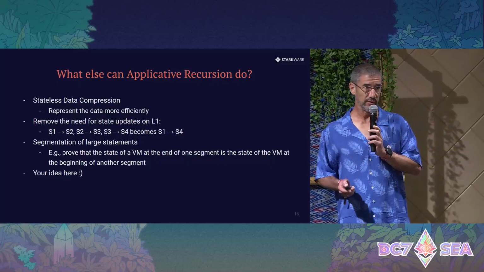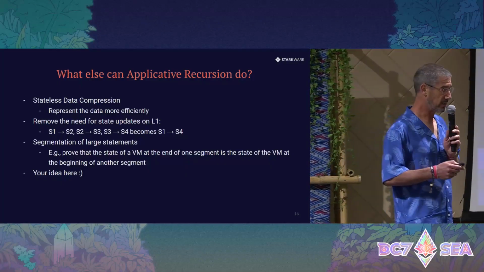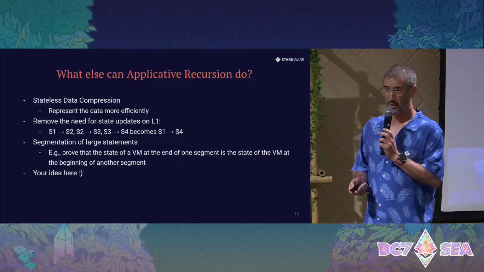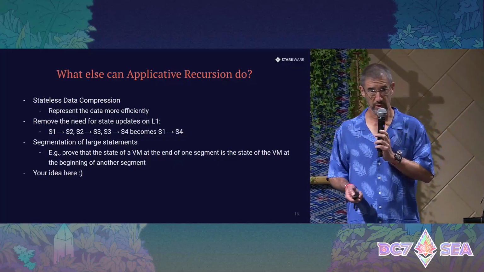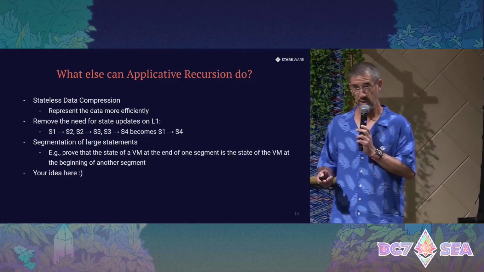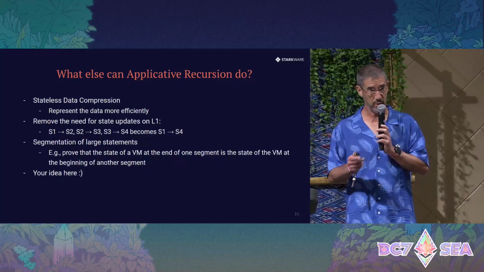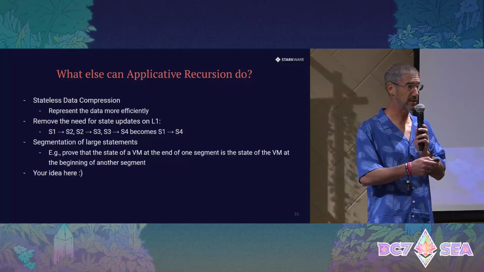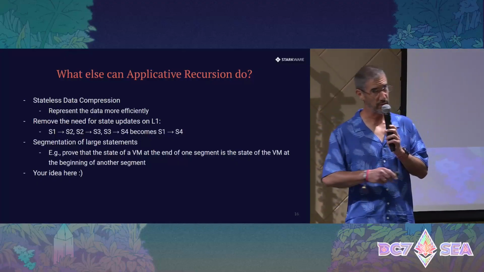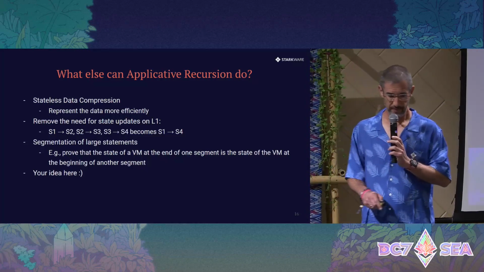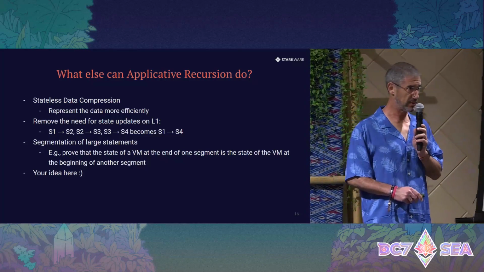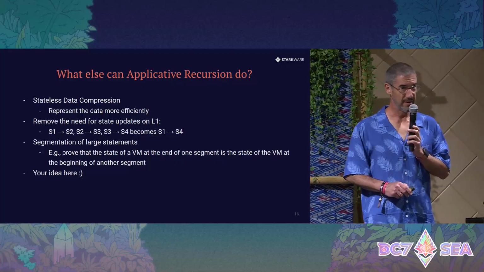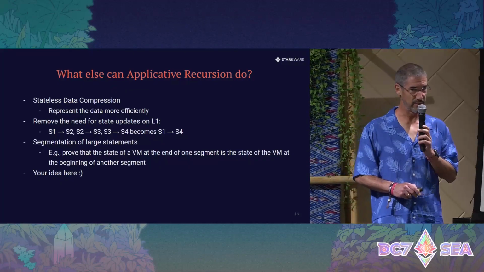So if you prove that you've executed a program from some state A to some state B, and then you've executed the same program or continuation of the program from state B to state C, etc., an applicative recursion or the squashing mechanism can ensure that you've actually proven the complete execution of this program from state A all the way through state C or Z or whatever. So this is the generalization of the concept of applicative recursion. And you may have more ideas here, and the more creative you get, the more interesting it gets.